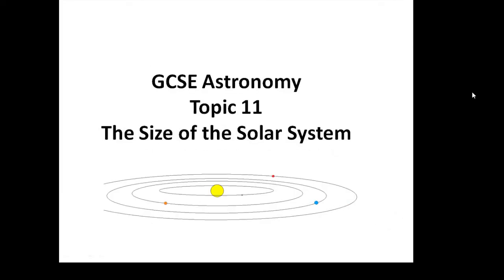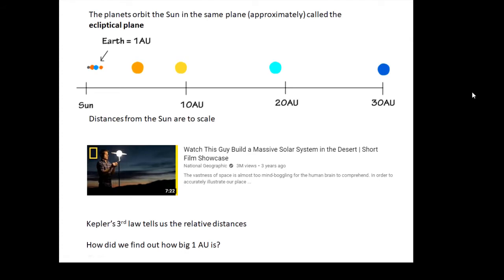GCSE Astronomy Topic 11, the size of the solar system. How big is the solar system? Now, the planets orbit the Sun in the same plane, approximately. Some of them are slightly tilted, but approximately the same plane, called the ecliptic plane.